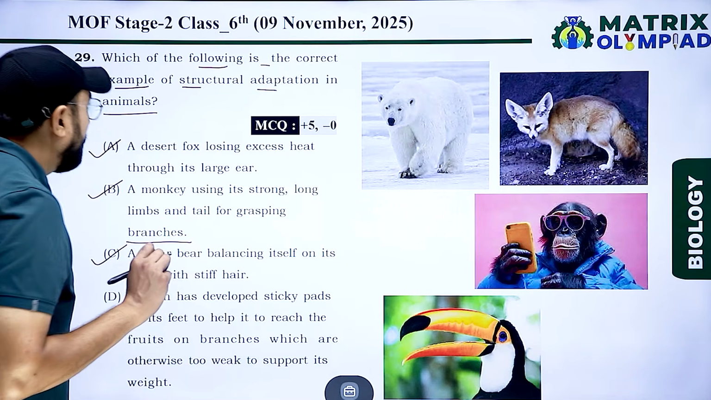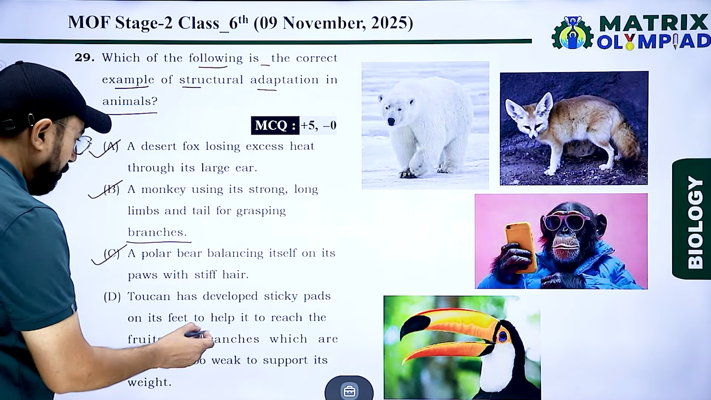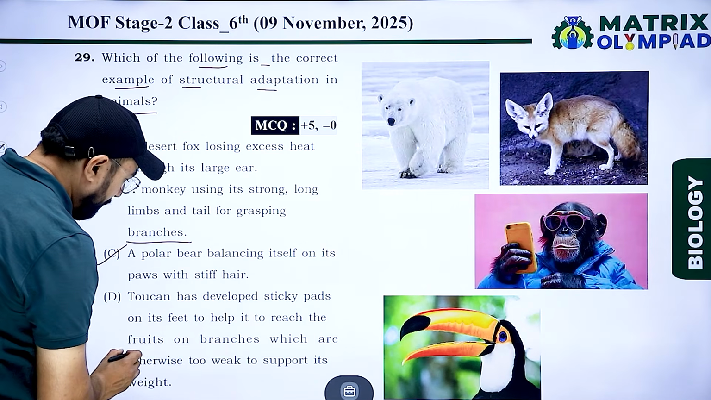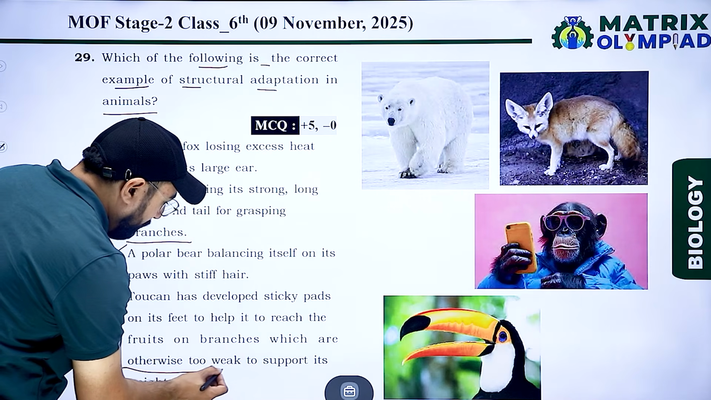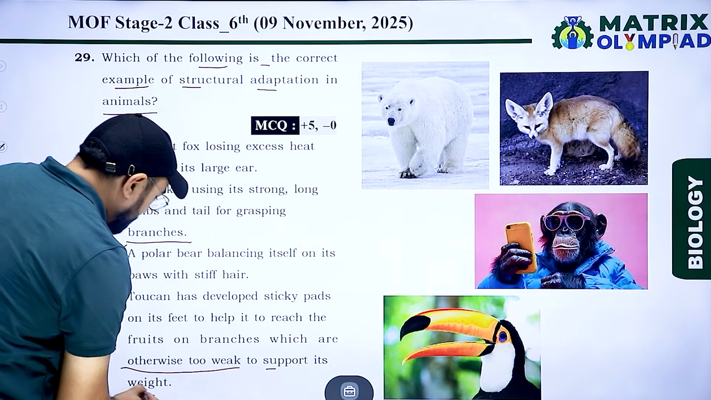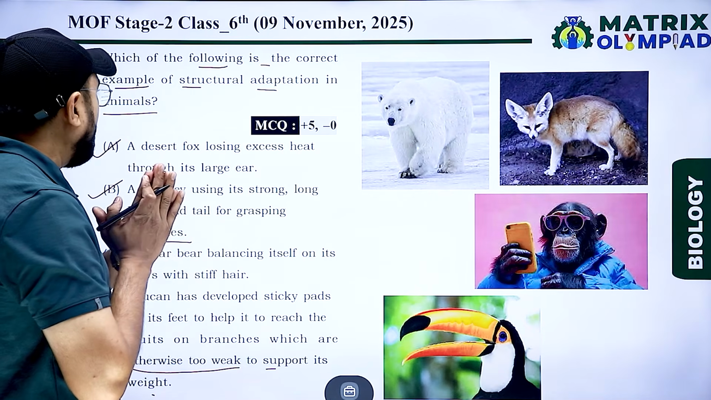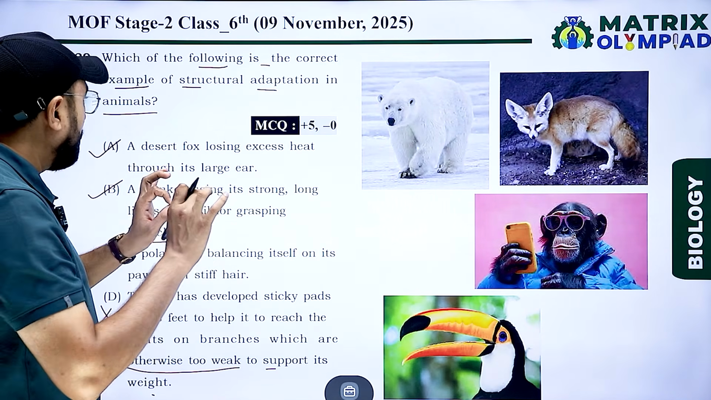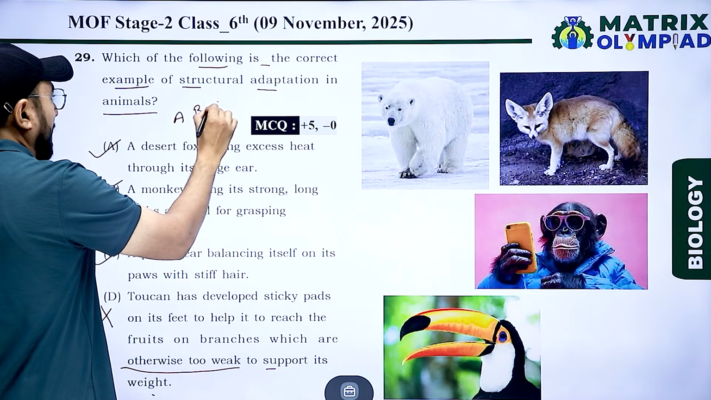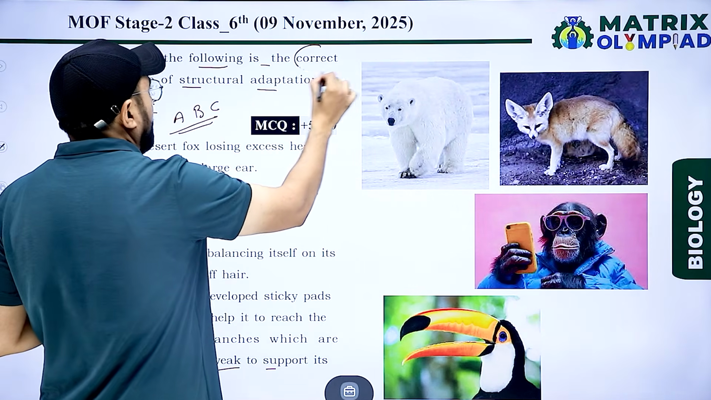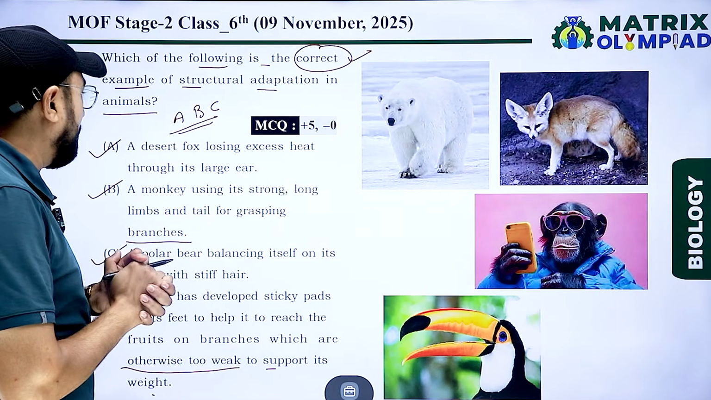That is right. And last, toucan has developed sticky pads on its feet to help it reach the fruit on branches which are otherwise too weak to support its weight. That is wrong. So according to this multiple correct question, A, B and C are right. Correct examples of structural adaptation in animals.